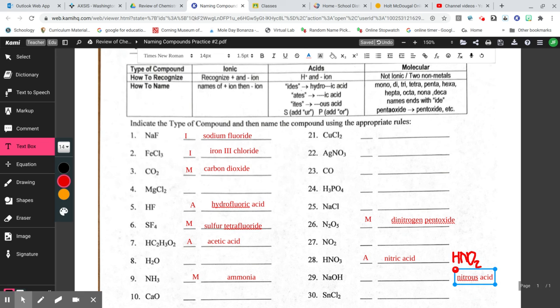Okay, so if you could go on and finish the worksheet, identifying what it is, and then using the help up here to write the name. Remember, with the transition elements, don't forget your Roman numerals.